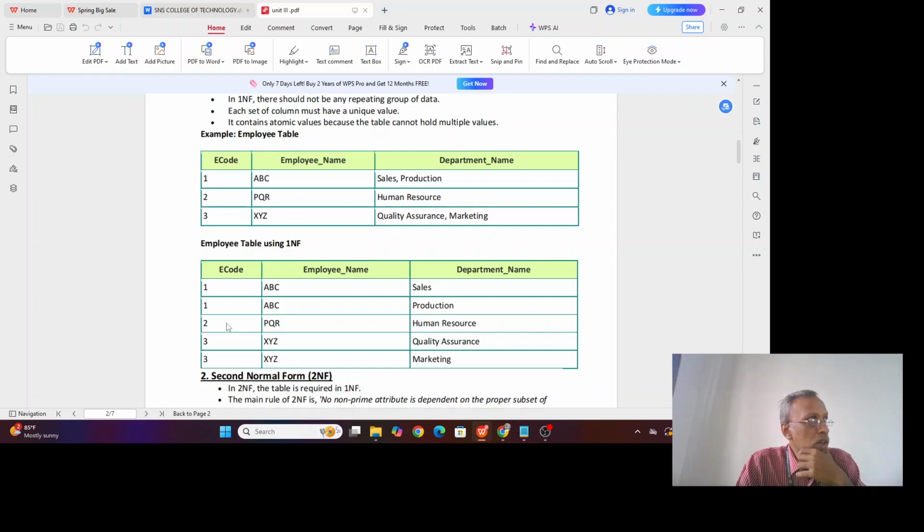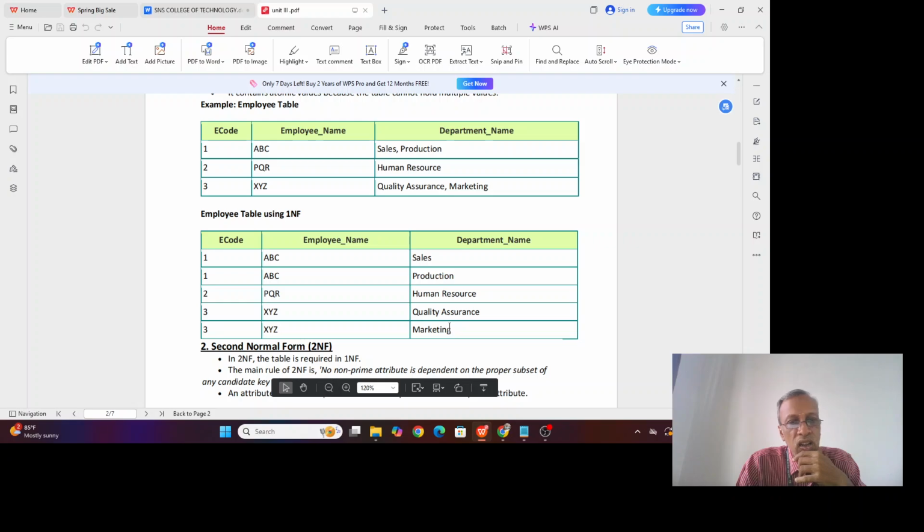And the second employee we call PQR was working in the human resource department. Then XYZ may be working in quality assurance, and another person in marketing. So the employee code is the same and the employee name is also the same, but only the department name is different. In the same way for employee code 1 and 3, we have the same name and same code, but the department name is different. So we have to avoid this type of repetition.